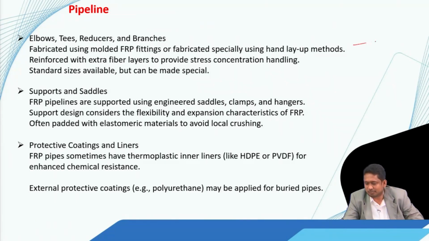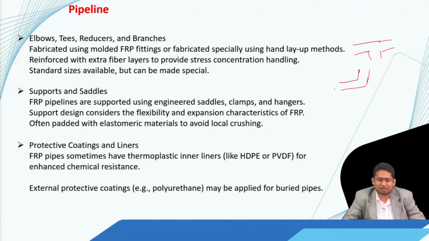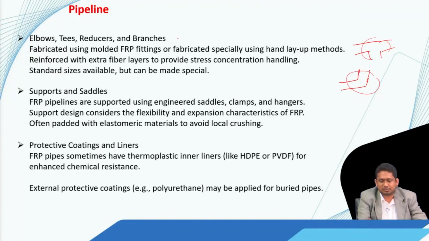Then in a piping system we often get these kinds of connections, T, elbow. So they are also made of composites. They have to withstand the stress concentration that may occur in these joints. There are various techniques that are used to fabricate these composites.